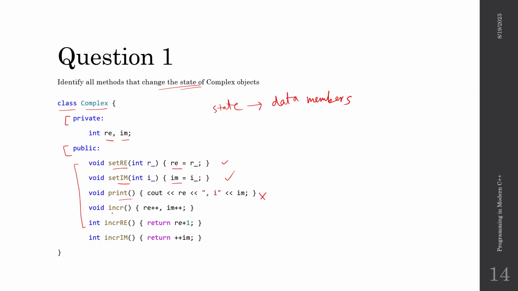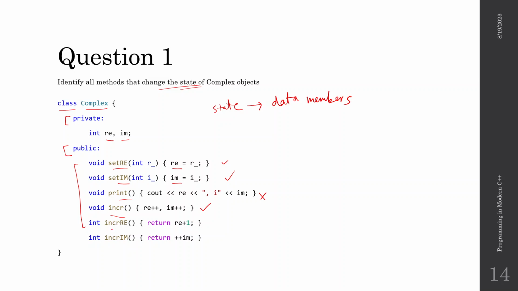Next we have the INCR method. You can see that this also modifies the state, because it does RE plus plus and IM plus plus. Now you know that RE plus plus will increase the value of RE by 1, and similarly for IM. So the value of the data member will be changed, which means the state will be changed. So this one modifies the state.